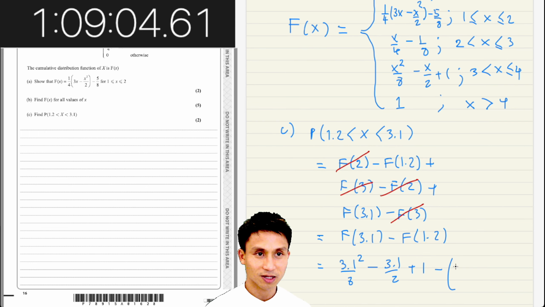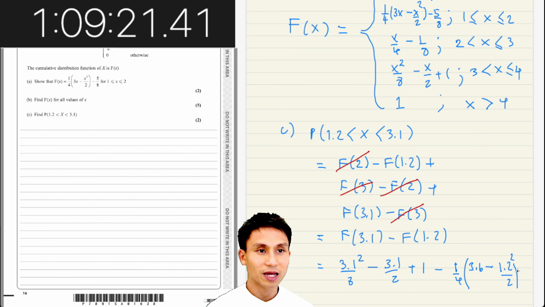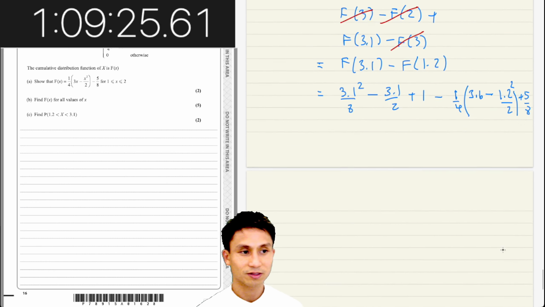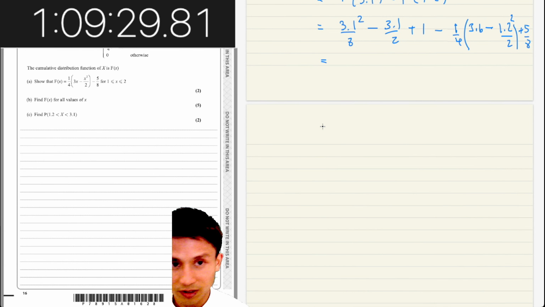So 1 over 2 substitute in there. That's a messy equation there. Okay, so that's 1 over 4. I'm just going to take out the brackets here and put it here instead. So 3 times 1.2 is 3.6. And then minus 1.2 squared over 2. And then minus 5 over 8. So I do a plus 5 over 8 there, right? That should be right. So let's get the value there from the calculator.